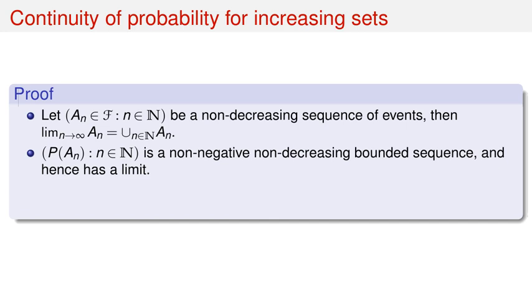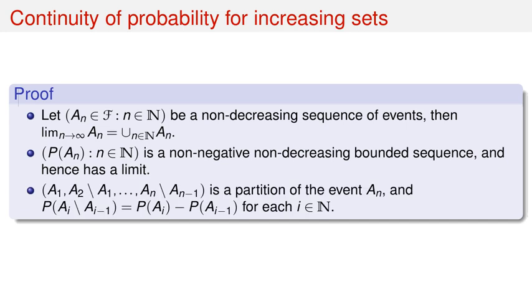For it, consider the sequence of disjoint sets A_1, then A_2 minus A_1, and so on till A_n minus A_{n-1}, and so on. This forms a partition of the event limit A_n, which is the union of A_n. Also, P of A_i minus A_{i-1} equals P of A_i minus P of A_{i-1} for each i in N, since A_{i-1} is a subset of A_i.